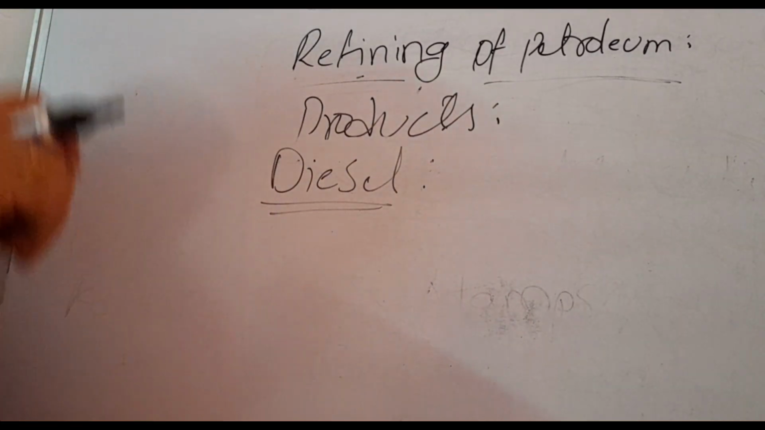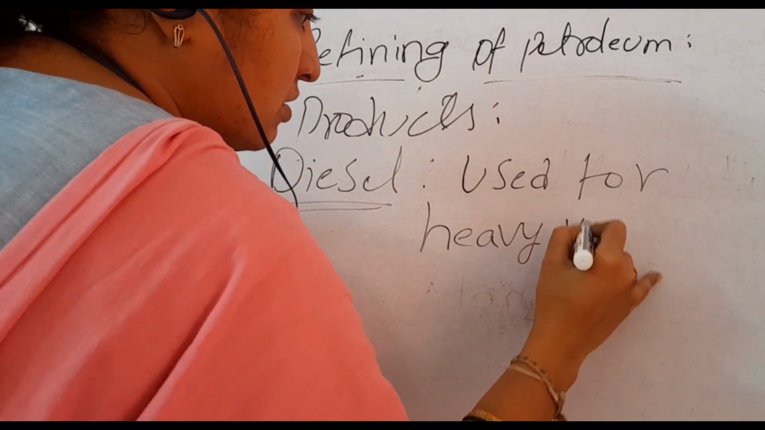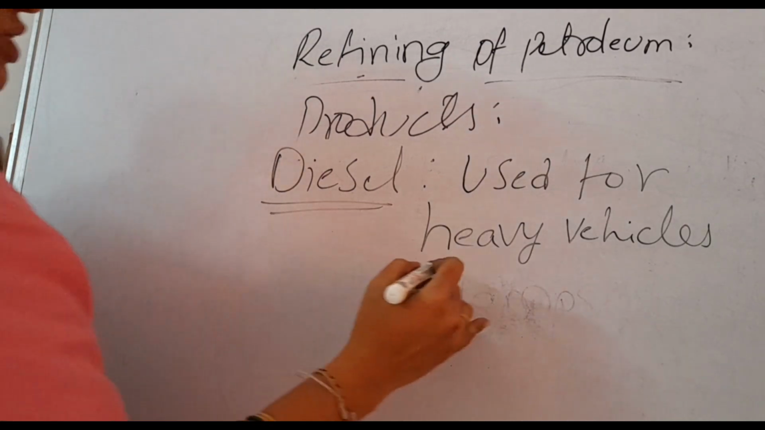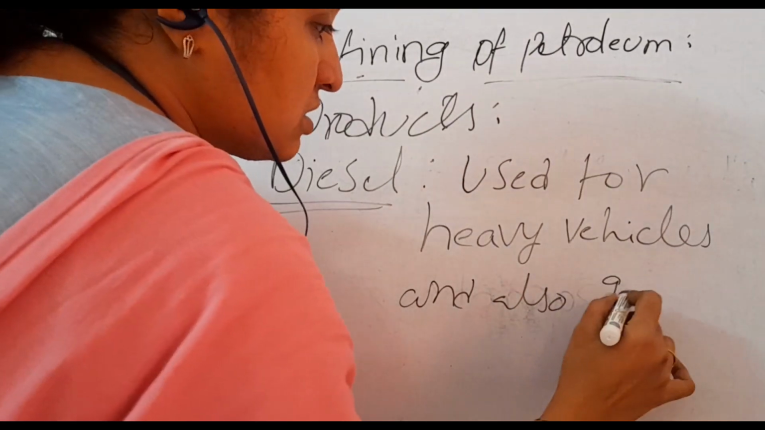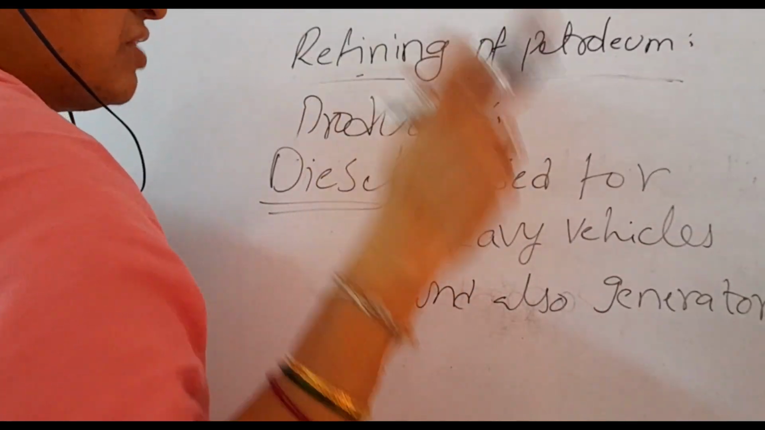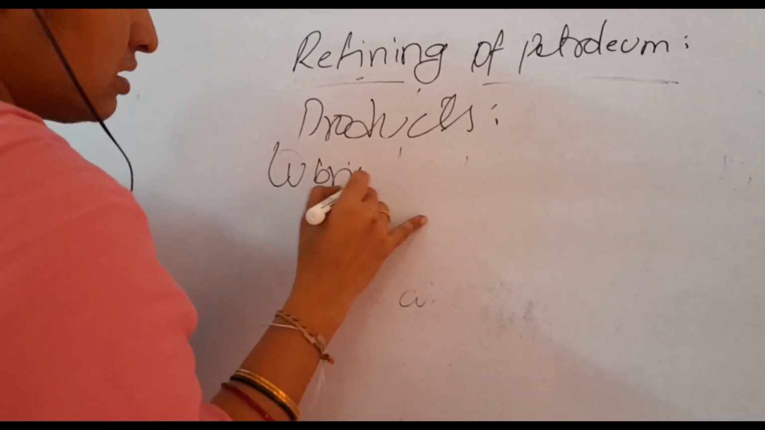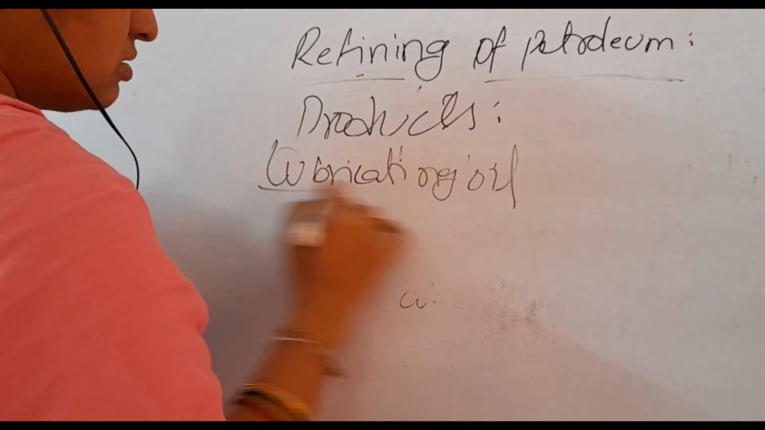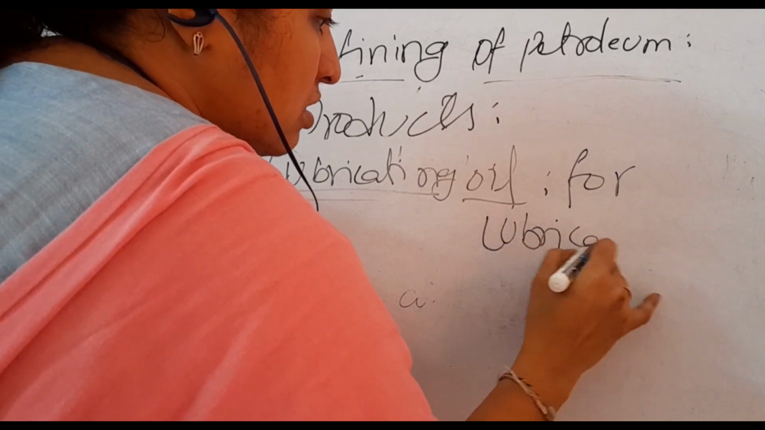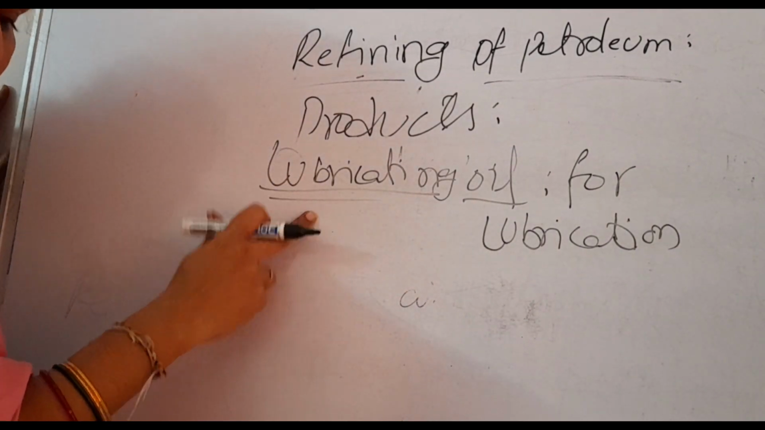Where do we use diesel? It is used for heavy motor vehicles and also generators. Lubricating oil: where do we use lubricant oil? It is used only for lubrication.